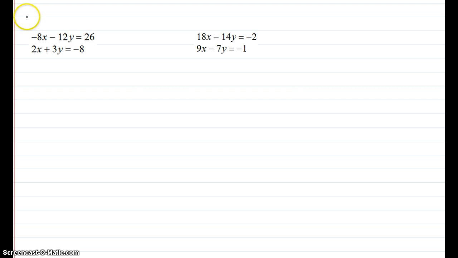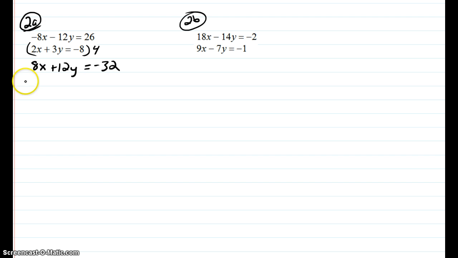Alright, let's look at the next examples. We'll call this one 2A, this one 2B. And so as you look at this first example, we want to try to get our opposites. And so you can start with the x or the y, it doesn't matter. And so you take the small number and say, can I make it into the big number? So what would you multiply the 2 by to get 8? And the answer is 4. So we're going to multiply the bottom equation by 4. And so I get 8x, and then 4 times 3 is 12y. 4 times negative 8 gives us negative 32.